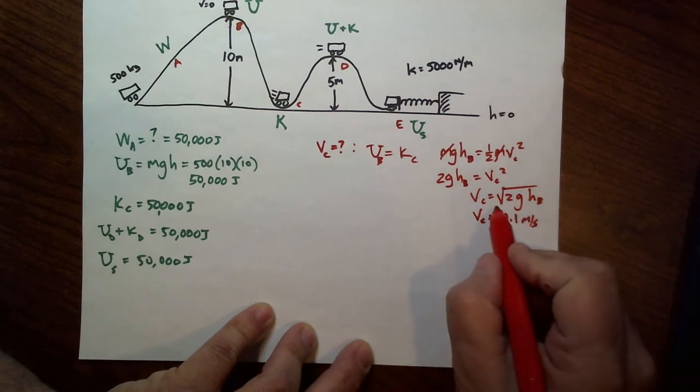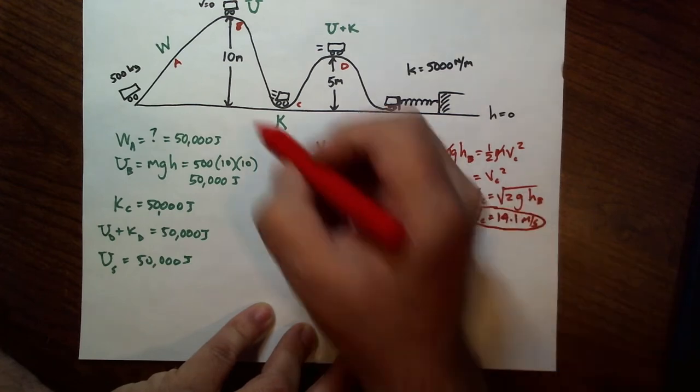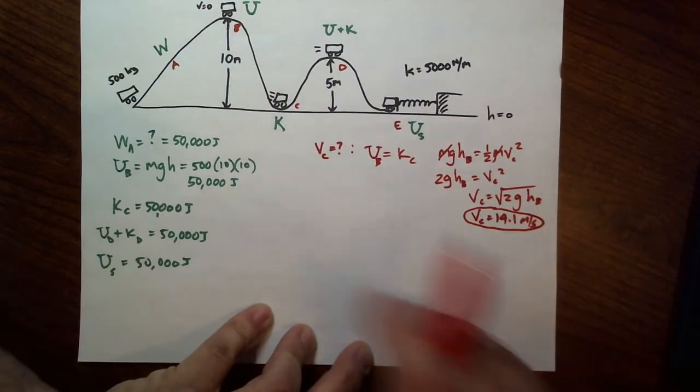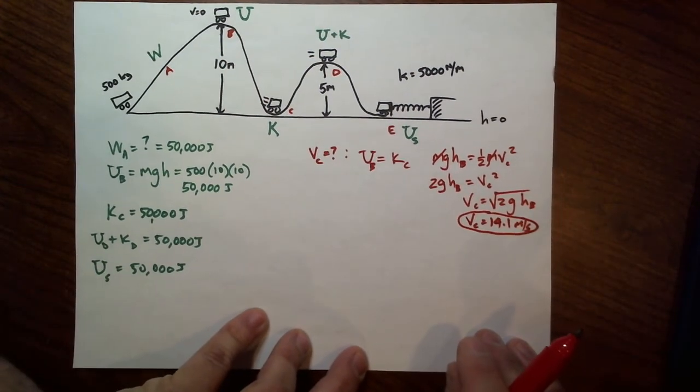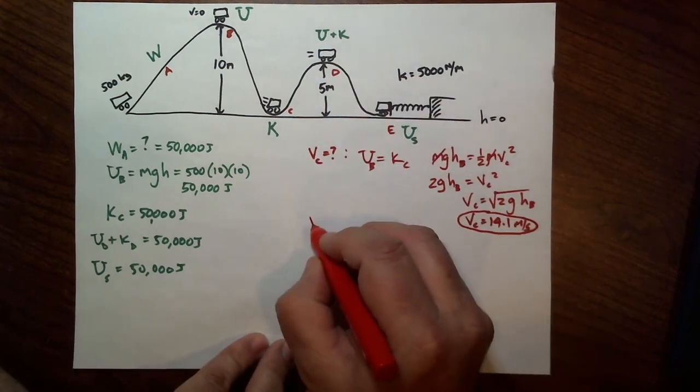Not a very high velocity. It's about half of freeway speed, so 32 miles an hour. But again, this is only 10 meters tall. This is an Adventure City roller coaster, not a Six Flags Magic Mountain roller coaster. So another thing we could try to figure out is what is the velocity at point D?